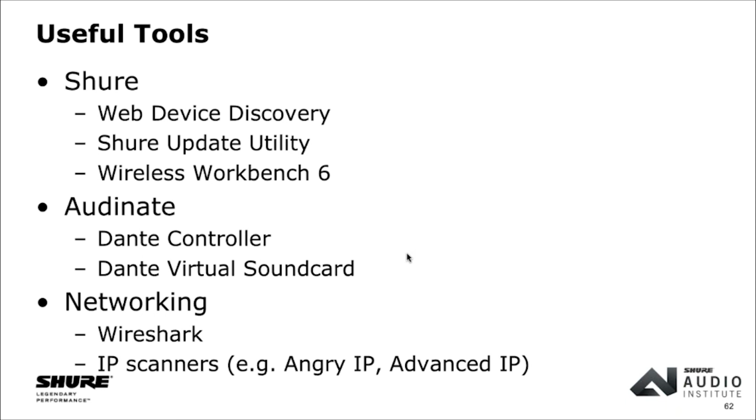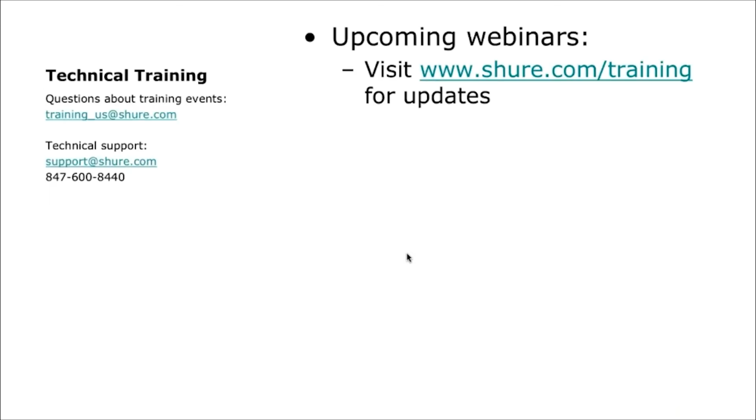And IP scanning tools like Angry IP or Advanced IP. If you have a bunch of devices on your network and you don't know what those IP addresses are, these tools allow you to go out and pull every IP address of everything on your network and maybe identify a conflict that you didn't know was there.